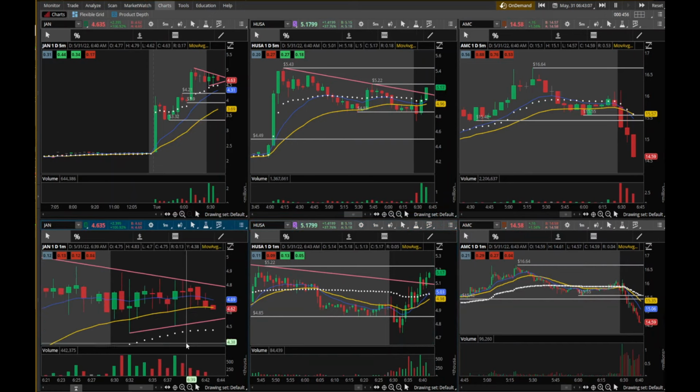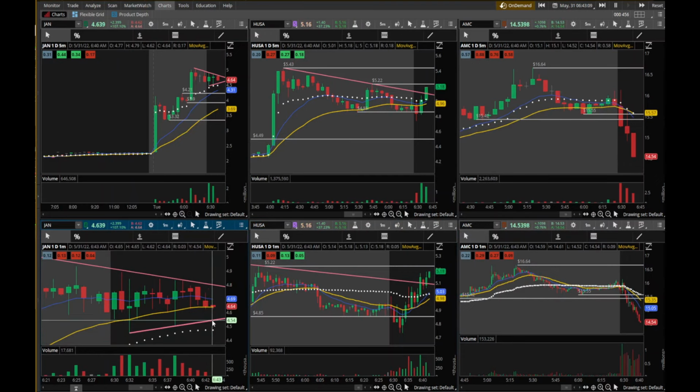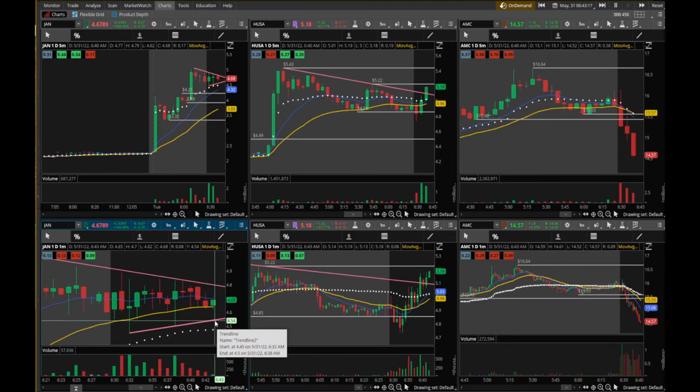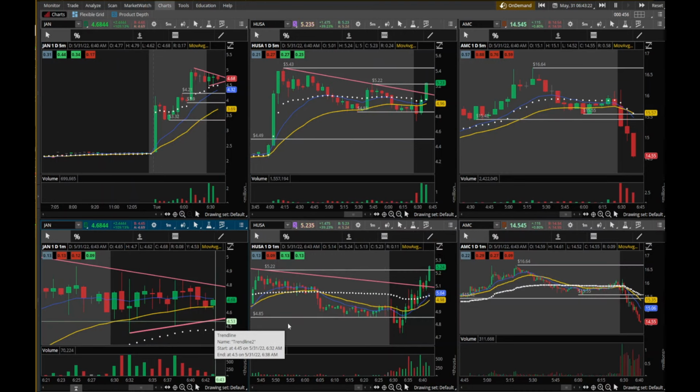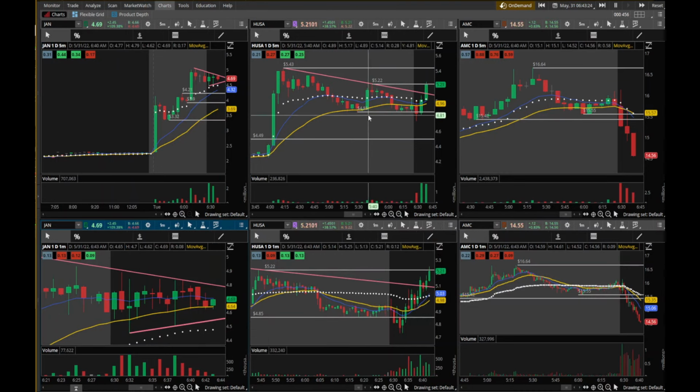Now, there will be people playing the ascending support here, so if that pulls back to there, you're probably going to see some buying happening. Wow, that's nice. Up over 5.22 now on HUSA.